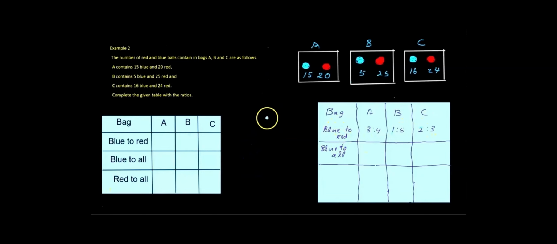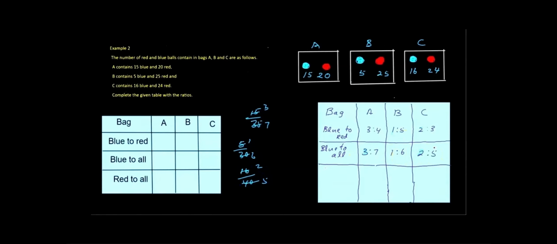In bag A, there are 15 blue balls. Total number of balls are 35. So in bag A, blue to all ratio is 15 to 35, which can be simplified to 3:7. In bag B, this ratio is 5 to 30, which is simplified to 1:6. In bag C, this ratio is 16 to 40, which is simplified to 2:5.